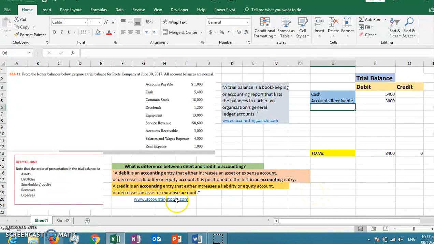So we're going to read again the definition. A credit is an accounting entry that either increases a liability or equity account. So of course liabilities are going to go in the credit column. Okay, and oh, I forgot about something.